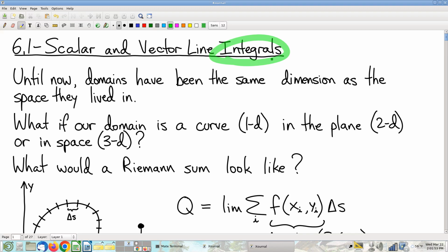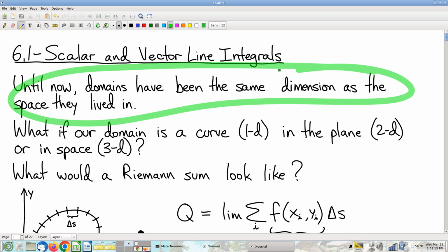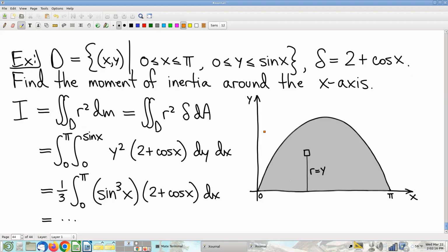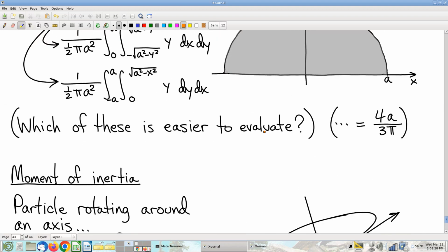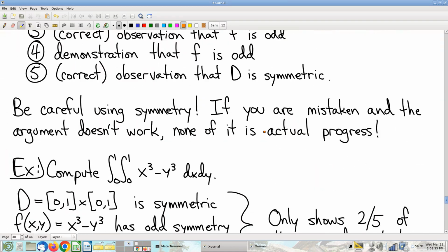We are now going to add to that list a new kind of integral, something called a line integral. First thing to notice is that the integrals that we've seen to this point, the domains are of the same dimension as the world that they live in. Take a double integral, for example. When you're doing a double integral, like the one we were just looking at, this is a two-dimensional region, and it is in a two-dimensional world. Right? Triple integrals. I probably have a picture of one of those around here somewhere.